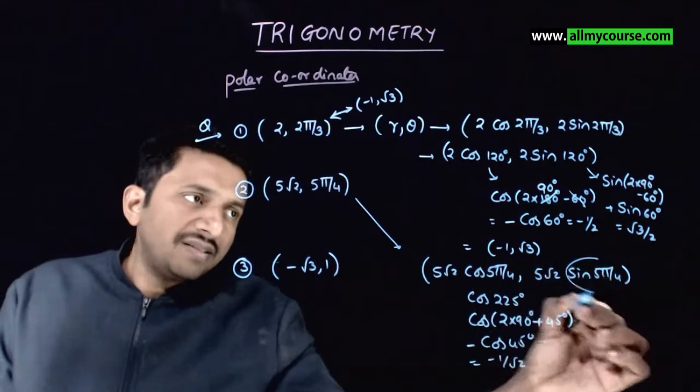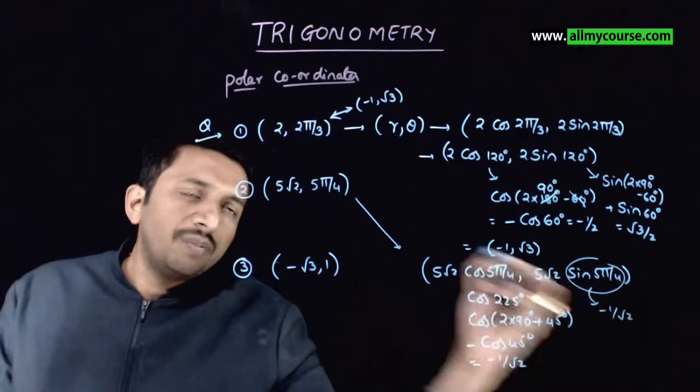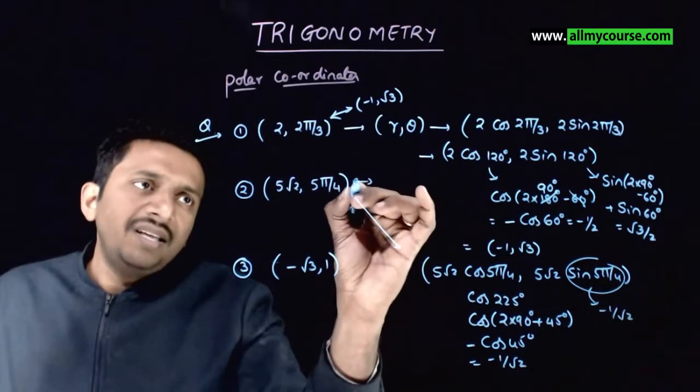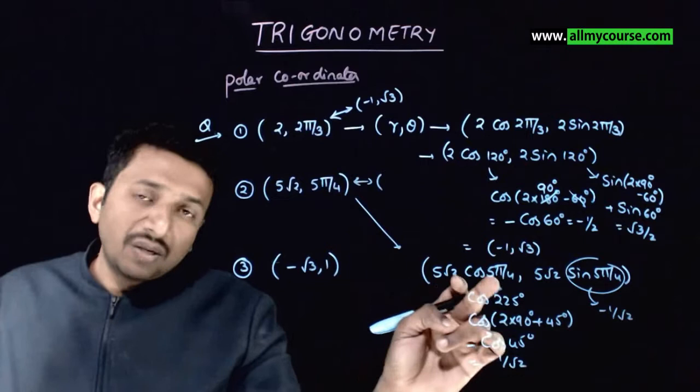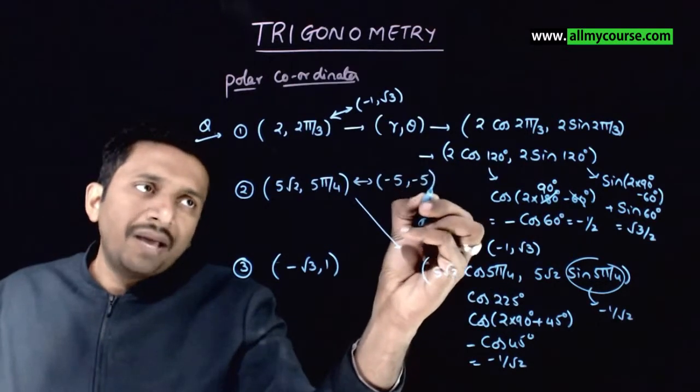Similarly, if you find the same thing for sin 5 pi by 4, you repeat the same steps, and you also get minus 1 by root 2. So if you put these numbers here, you get the Cartesian coordinates as 5 root 2 times minus 1 by root 2, and root 2 gets cancelled. So minus 5 comma minus 5.